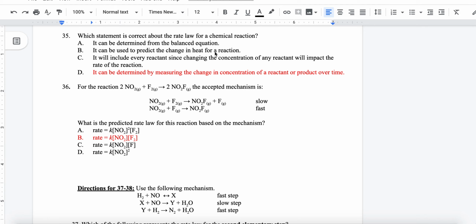Nope, can't do that. It will include every reactant, since changing the concentration of any reactant will impact the rate. No, because it could be zero order. It would be in the fast step of the mechanism. Or it can be determined by measuring changes in concentration of a reactant or product over time. Yes.